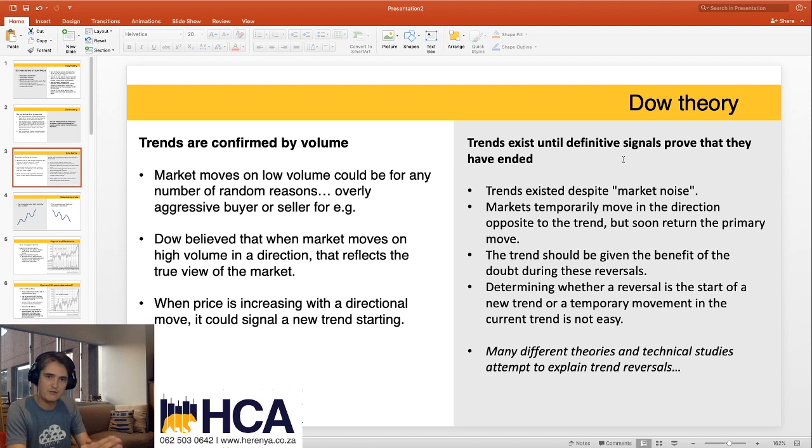Trends are confirmed by volume. This is a very important point to make here. We want to see volume moving in the direction of the trend. When volume is increasing while the price is rising, that is a bullish sign. If volume is increasing while the price is falling, that is a bearish sign. And conversely, if volume is falling while the price is rising, that's negative or bearish. If price is falling while volume is falling, then that is bullish, right? We'll get into that a little bit more when we look at on balance volume.